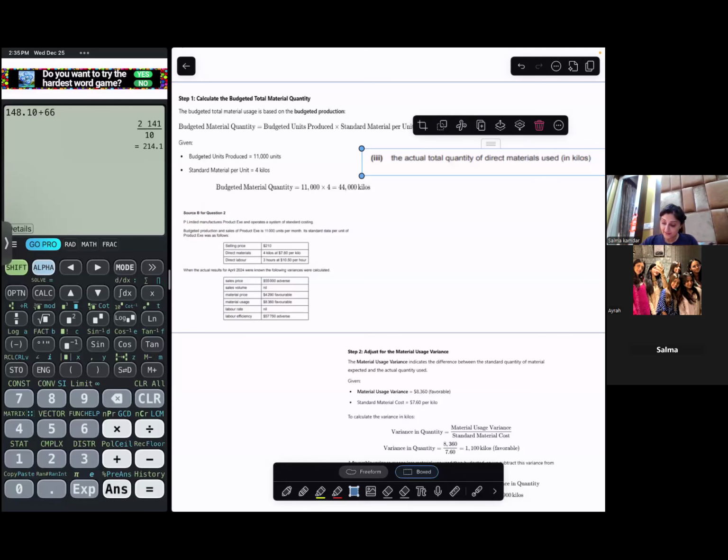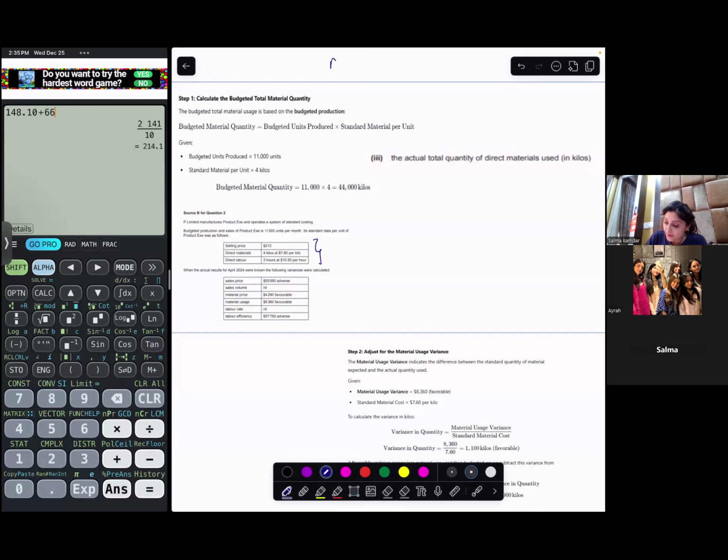What do they want us to find? The actual total quantity of direct material used. Okay, so what is given to me? Now I know that my actual number of units is equal to the standard number of units. There is no volume variance. Although it's a standard budget given to us, it is already flexed to the actual. So I have been given the standard budget.